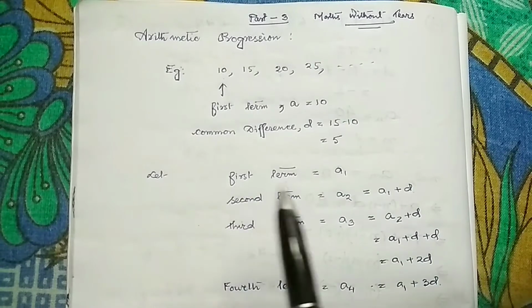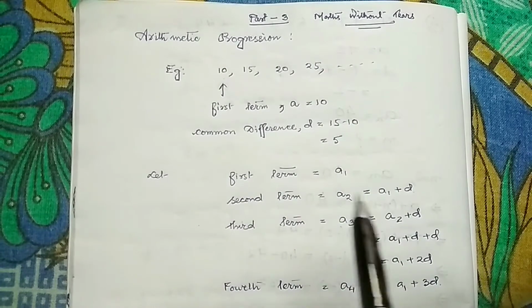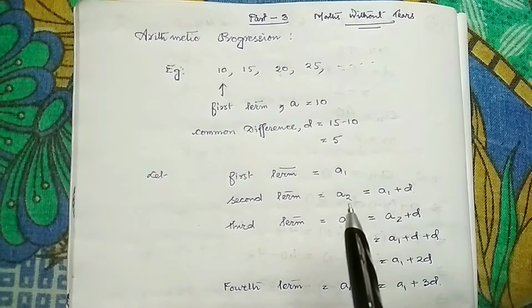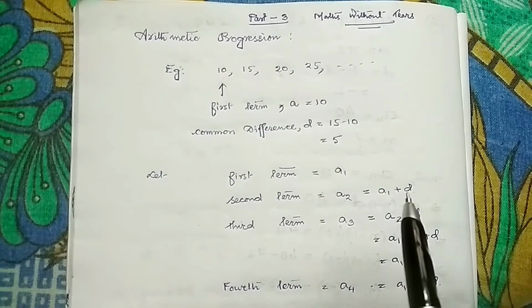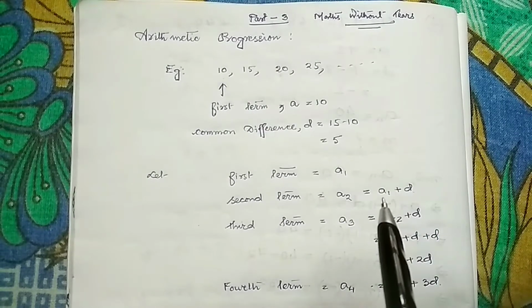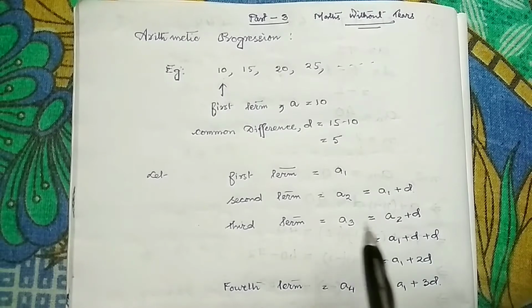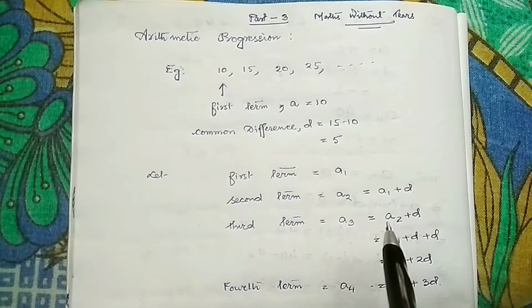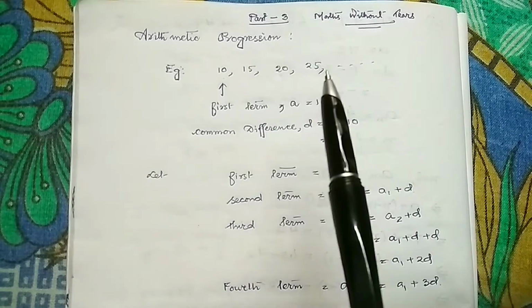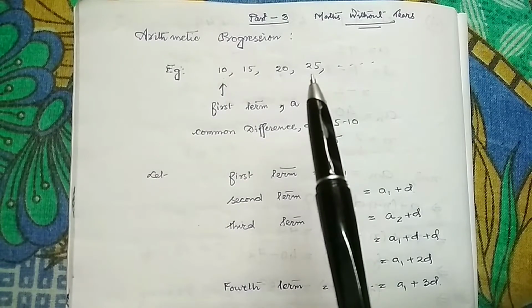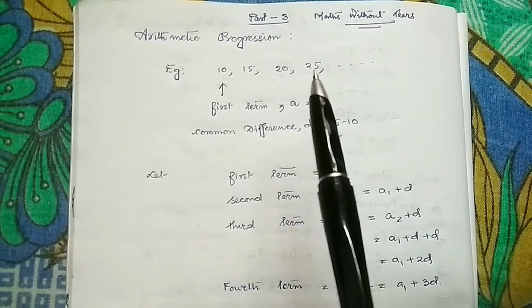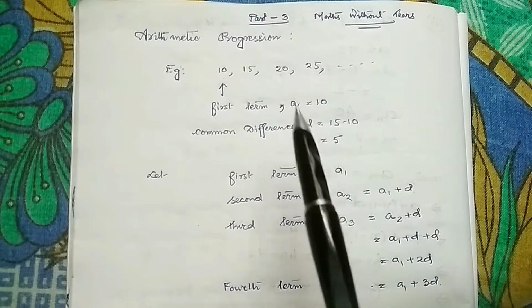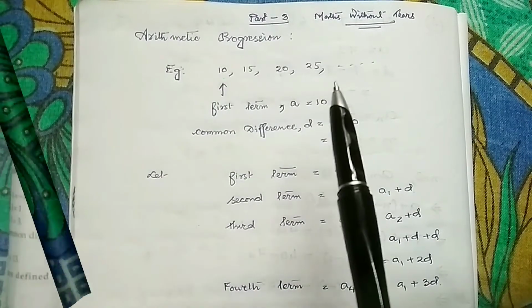So here, first term is A1, second term is A2. If you want to find it, what we have to do? We have to add common difference with first term. If you want third term, it will be common difference plus second term. And it is important to remember that any term of the series can be calculated if I know the first term and common difference. So these two terms are very important in case of an AP.